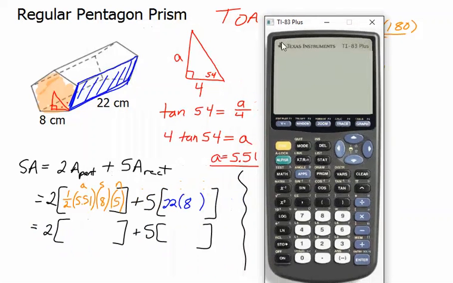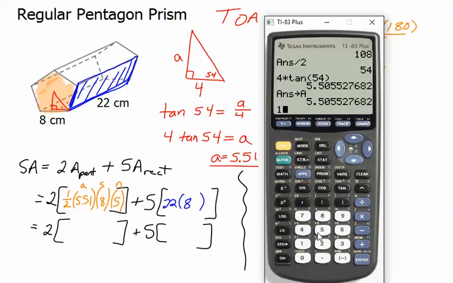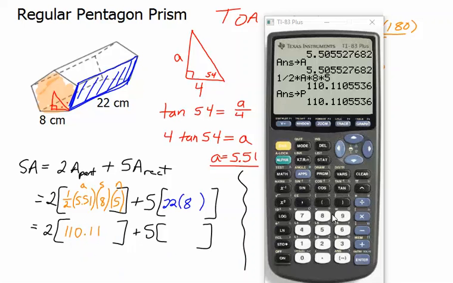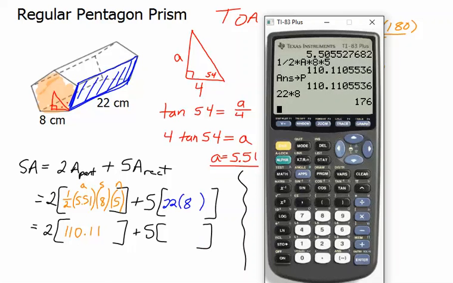So we'll go back to our calculator. I'm just going to take the 1/2 times A, I'm going to store that A value, times the side length, which was 8, times the number of sides, which was 5. That's going to be the area of the pentagon. I'll store that as P for pentagon. About 110.11. So we'll put that over here, 110.11. And then we need our rectangle, which is just 22 by 8, 176.